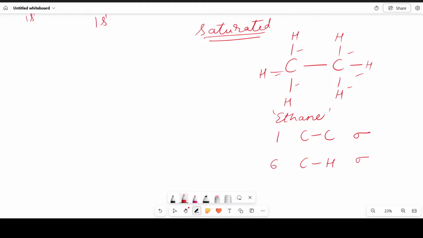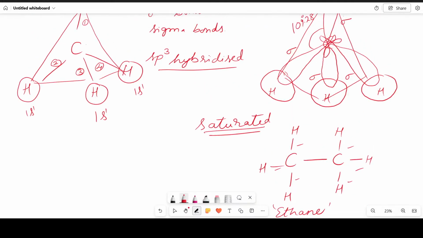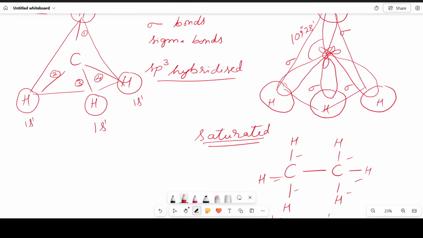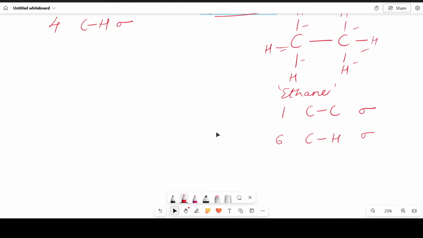In the first molecule, you already know how many sigma bonds there are: 4 carbon-hydrogen sigma bonds. Alright. Next we will look into the unsaturated hydrocarbons.